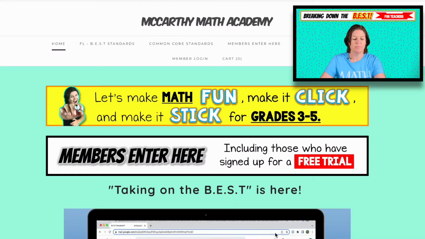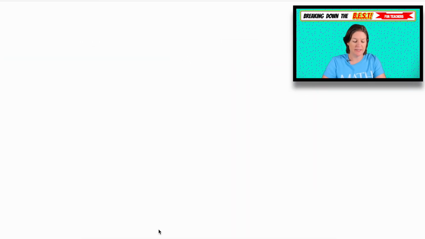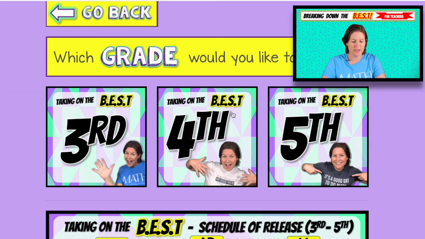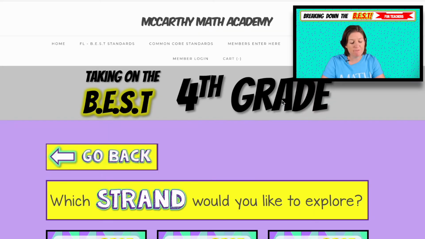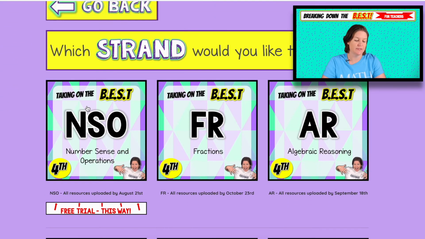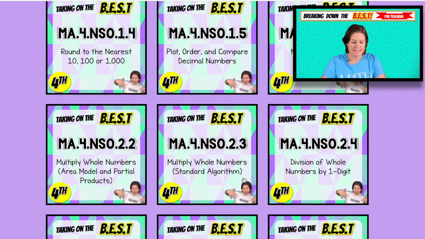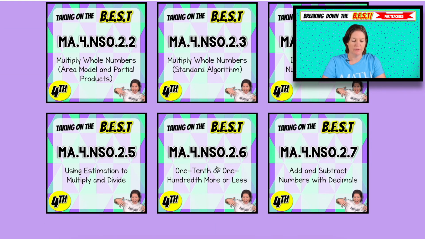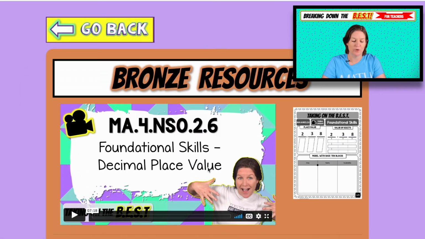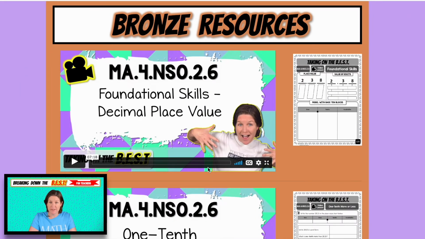So let's do that. All right, so going to McCarthy Math Academy, we'll enter here. You can also enter the tab up top, looking at taking on the best. Which grade? 4th grade, MA.4. The strand is NSO, and we are on MA.4.NSO.2.6, 1/10 or 100 more or less. All right, these are the bronze resources.